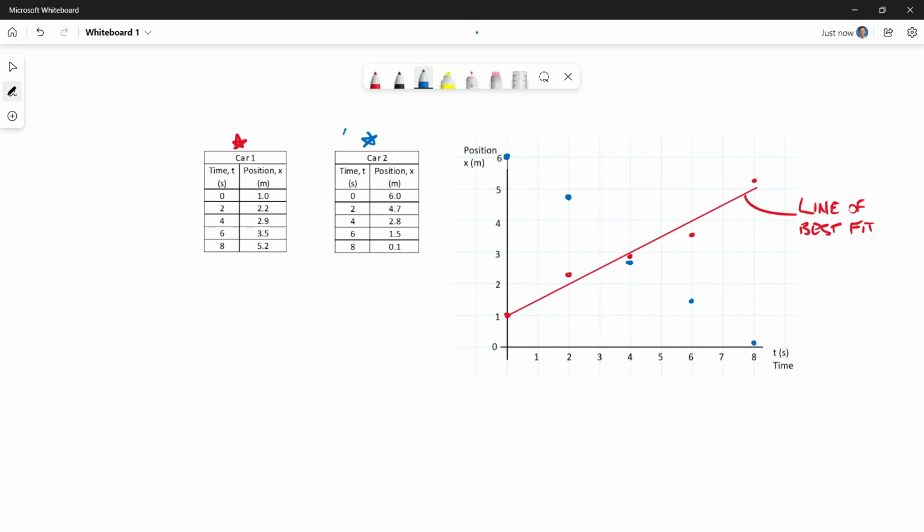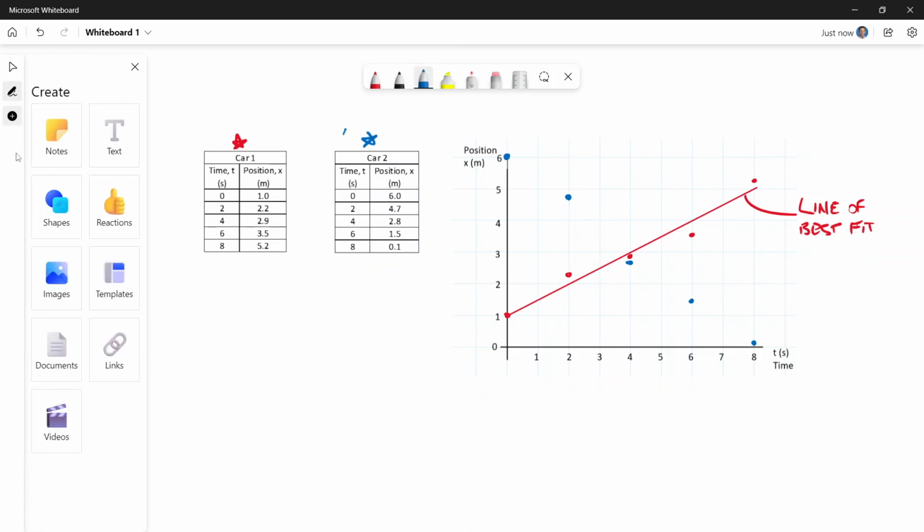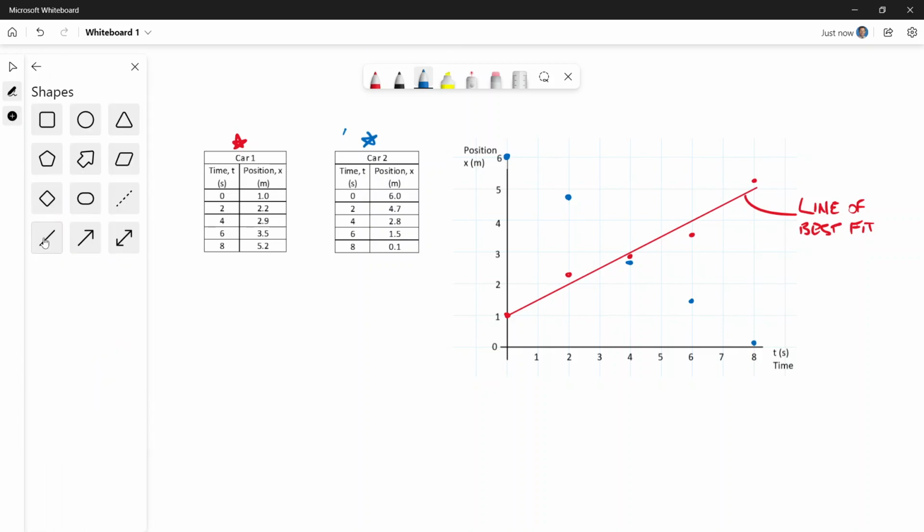And once again, I'm going to draw a line of best fit through this data. It looks like it starts right here about the 6. And let's fit it right in between. Maybe that looks like it fits the line. And I'll color that blue. So we have these two lines of best fit, one for each car. So what do we do now?